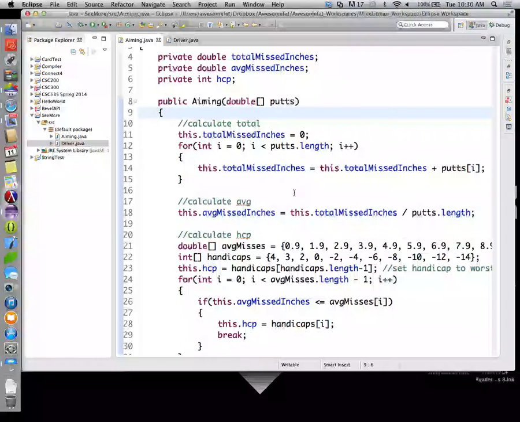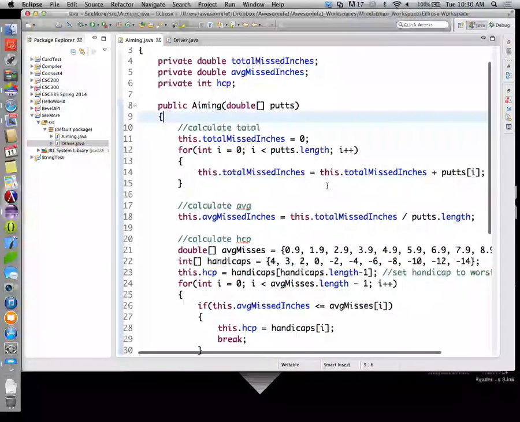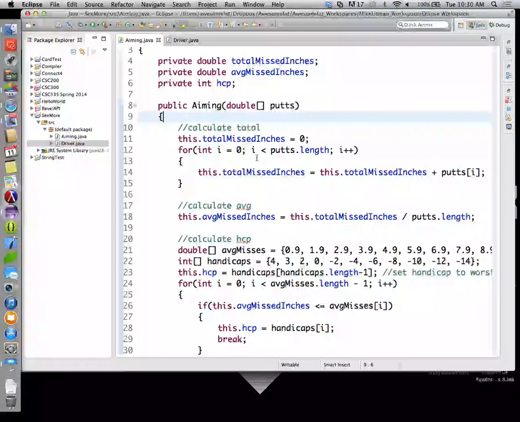I want to see whether or not they summed up, whether or not we want to take in inches here and have it do all the conversions internally.